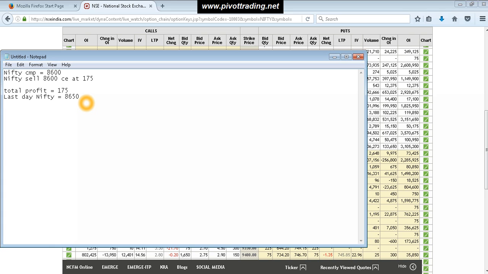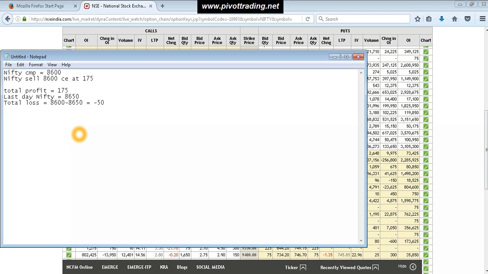So since you sold a Nifty at 8600 and now it is 8650, basically your loss is: 8600 is something you bought, sorry, you sold, and then 8650 is where you will buy it back. So your total loss is minus 50.